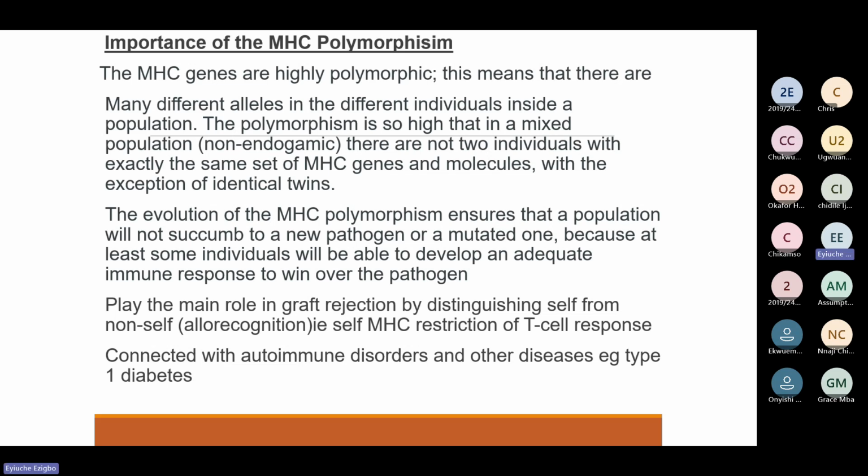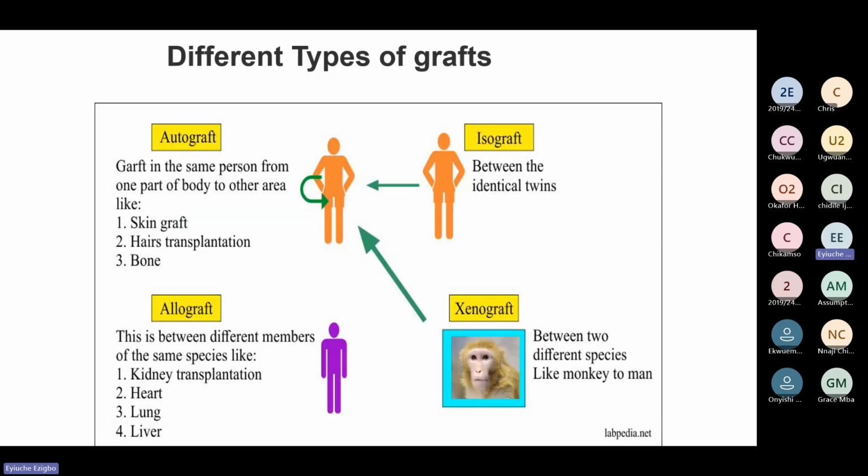MHC molecules play the main role in graft rejection, in distinguishing self from non-self. They are connected with autoimmune disorders and other diseases, e.g. type 1 diabetes. So when we talk about transplants, we have different types. It can be an autograft, a graft in the same person from one part of the body to another area, but within the same individual, as you can see in the diagram. We have the isograft between identical twins.